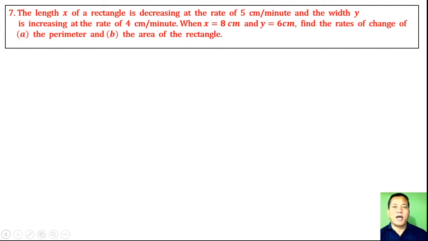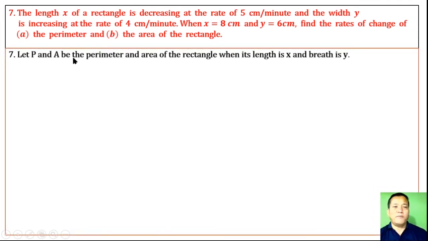When x is 8 centimeter and y is 6 centimeter, find the rates of change of the perimeter and the area of the rectangle.